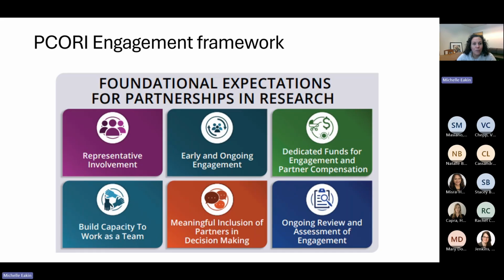The first is making sure we have representative involvement. Do we have the right people on our advisory boards to really represent the communities and patient groups that we're working with? We want early and ongoing engagement. This often means before the grant has been written and before the grant has been funded. I will say that's always a little tricky because you're developing a patient advisory board before you even know you're going to get the funding.